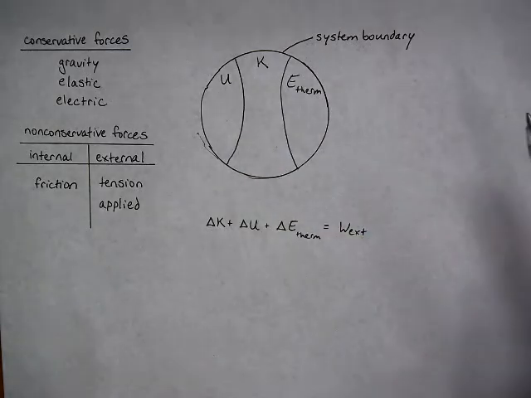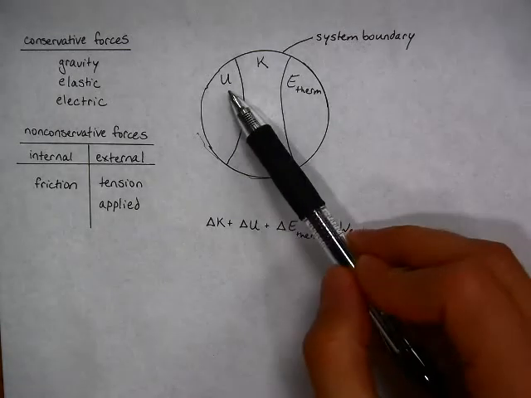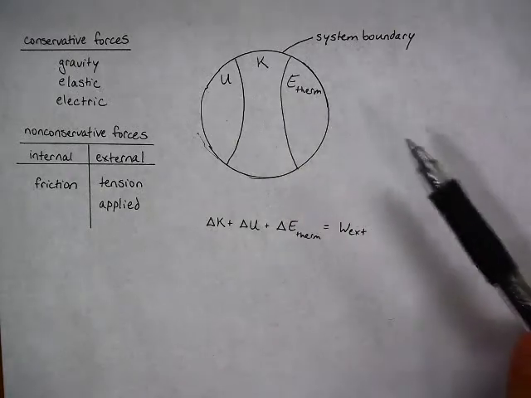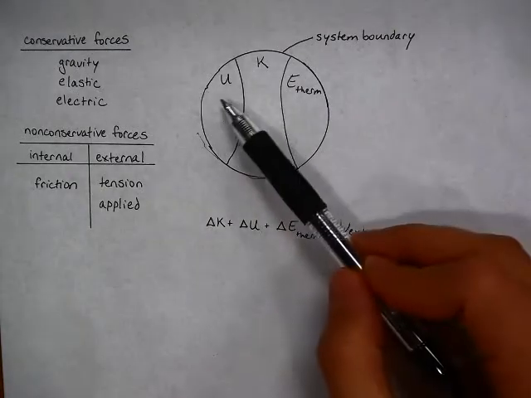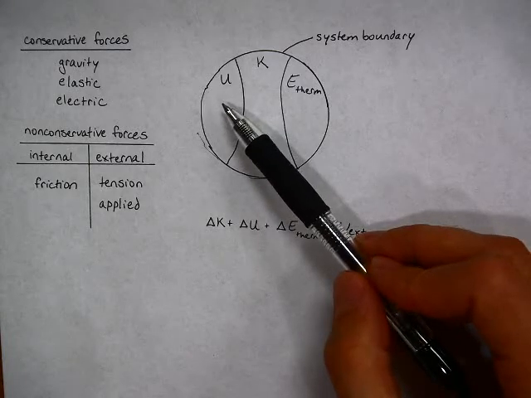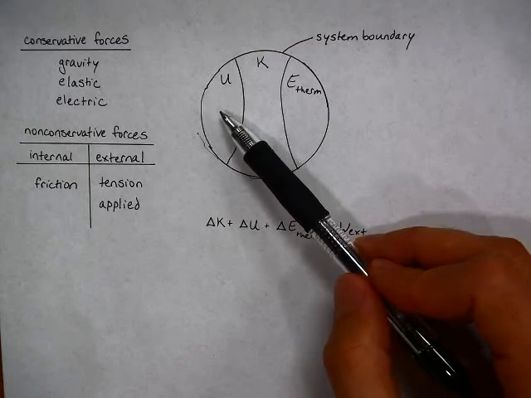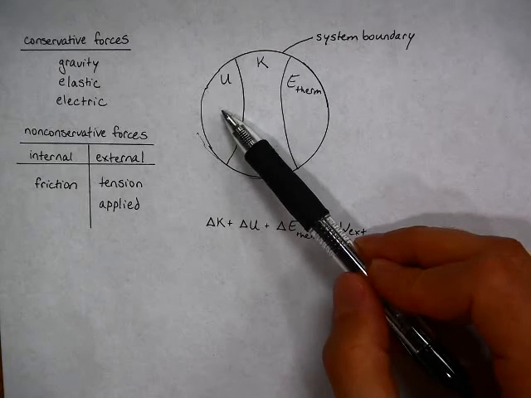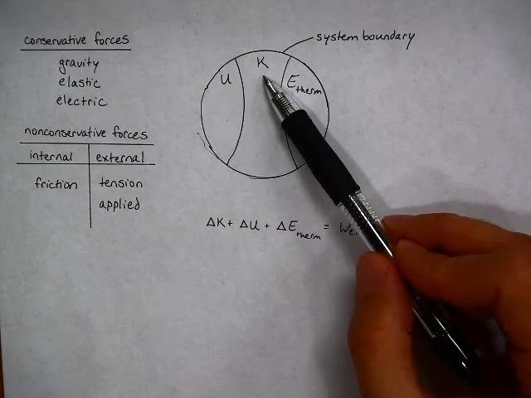Some of that energy is in a stored form. We call that potential energy, and we use the letter U for potential. That might be gravitational potential energy, elastic potential energy, such as the energy stored in a spring, or maybe electric potential energy, which we're not going to work with now. Actually, today we'll only focus on gravitational potential energy.